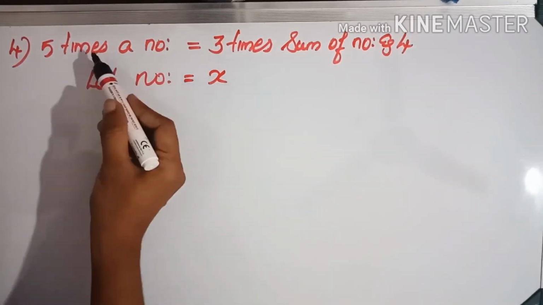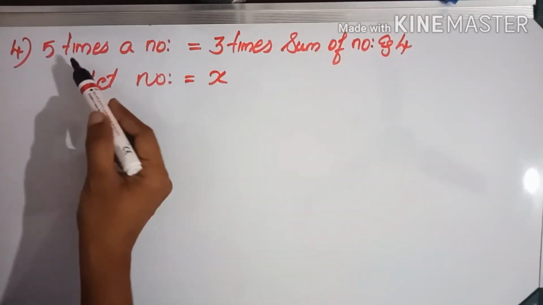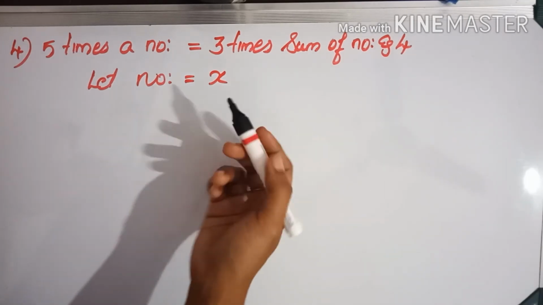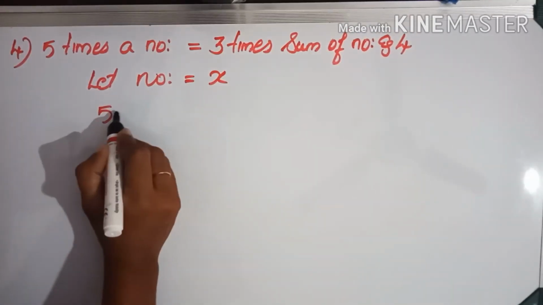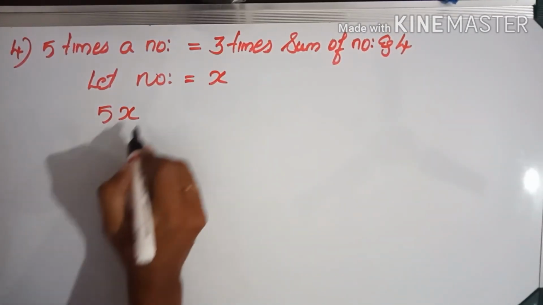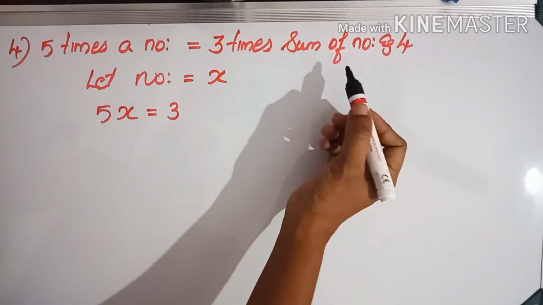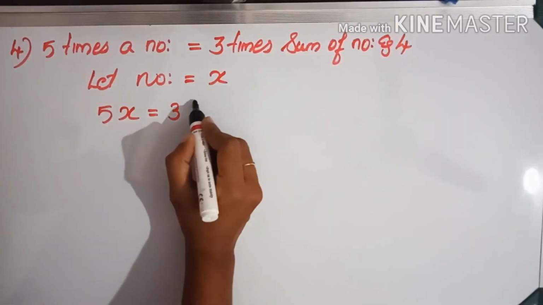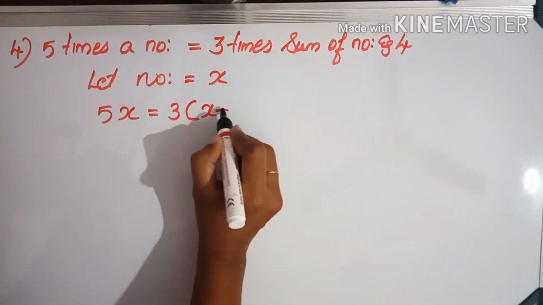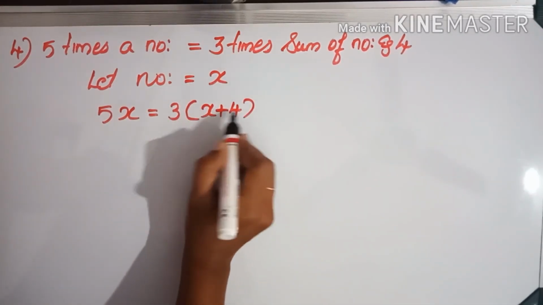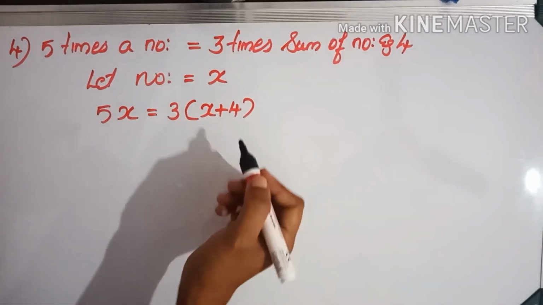Using this, we have to write the statement as an equation. 5 times a number: times means multiplication, and the number is x, so 5 times the number means 5 into x. That is equal to 3 times the sum of the number and 4. Sum of the number and 4 means x plus 4, then 3 times that. This is the equation. Now let's solve this.